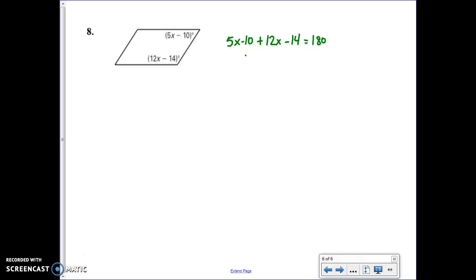So I get 12 plus 5 is 17x, and then I get minus 10 minus 14, so I get minus 24 equals 180. I need to add 24 to both sides. So I get 17x equals 204. I'm going to divide both sides by 17. So when I divide by 17, I get x equals 12.